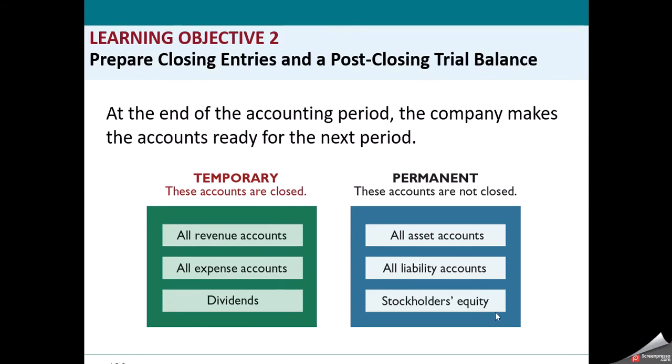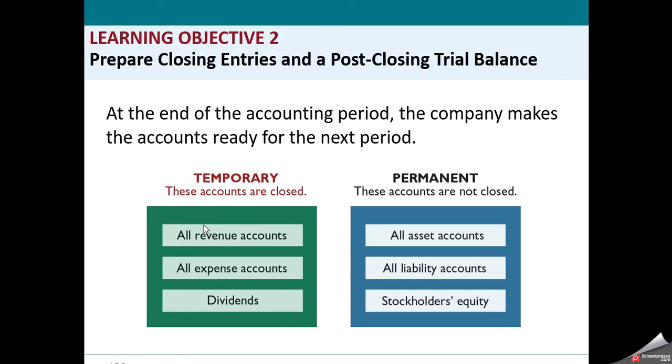Our second learning objective is to prepare our closing entries and then our post-closing trial balance. You do have questions on your test that deal with what accounts are temporary and what accounts are permanent, so it's good to understand those. The general basic understanding is all of your income statement accounts are temporary. So your revenues and your expenses, those will go for a whole year.